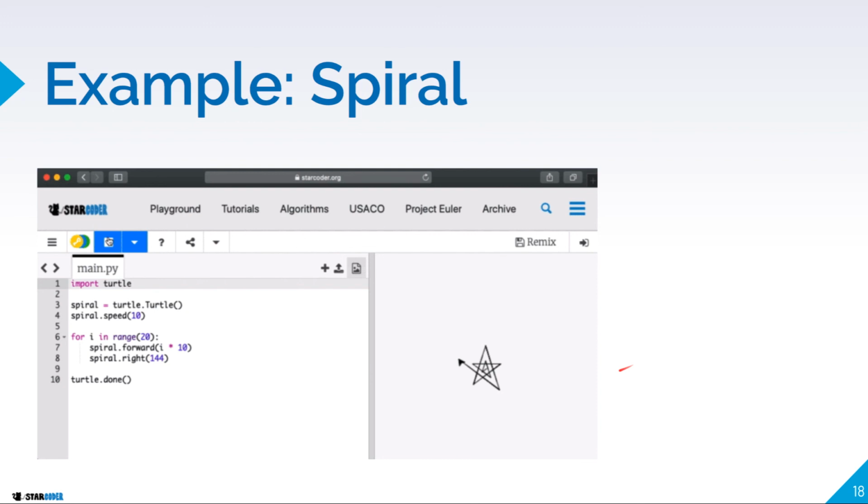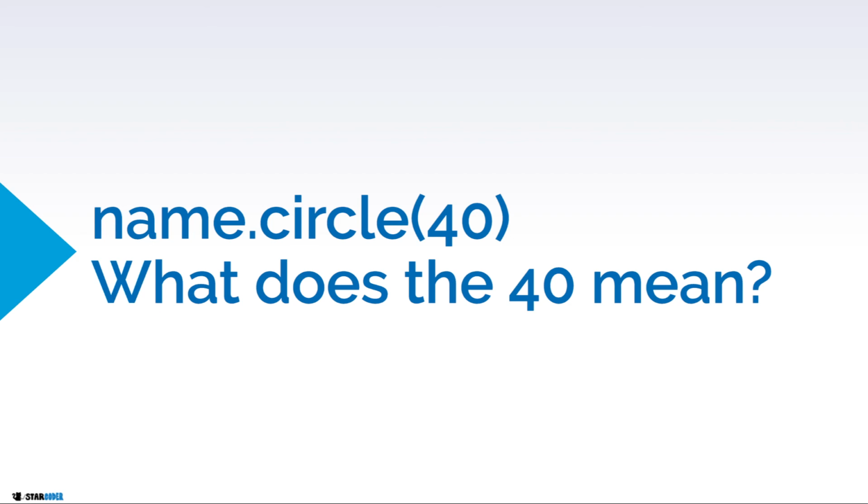A cool example, again, would be the spiral, where we have an incrementing value. So let's look at this question. We have name.circle 40. What does the 40 represent in this? The 40 is actually going to represent the amount of pixels that the radius of the circle will have.